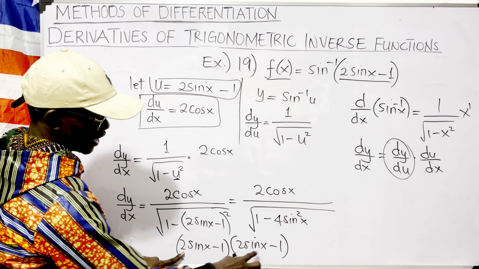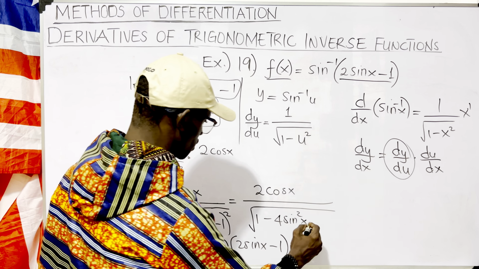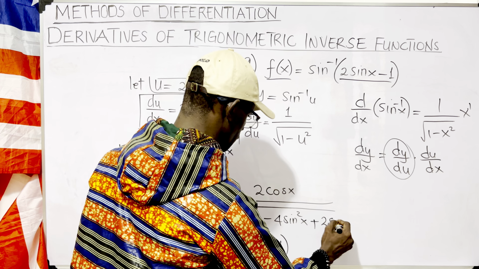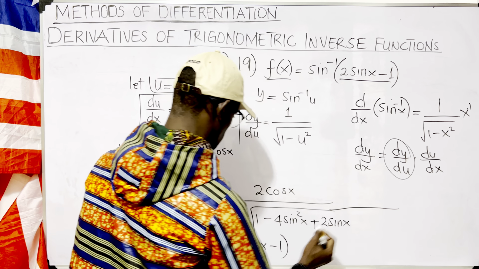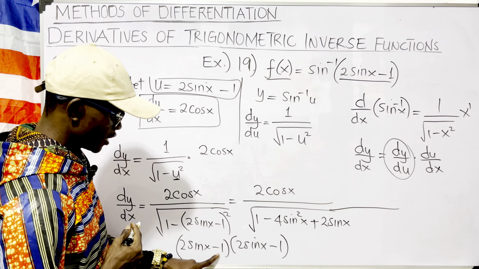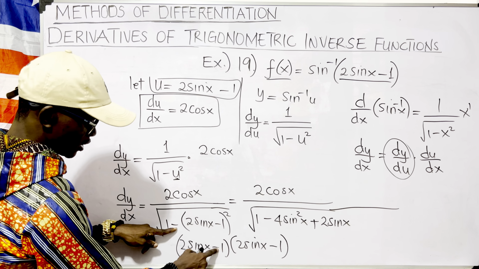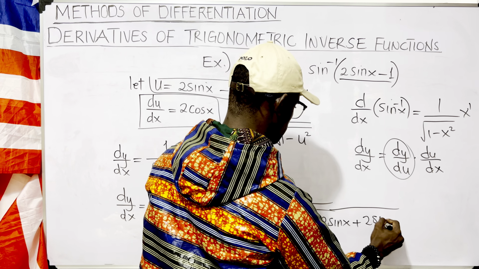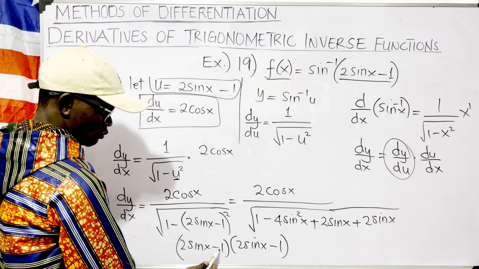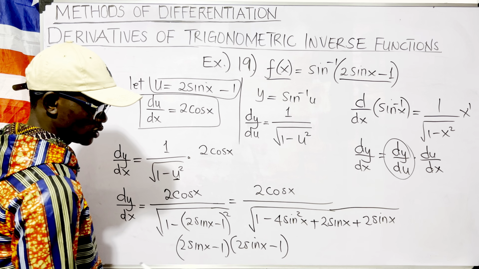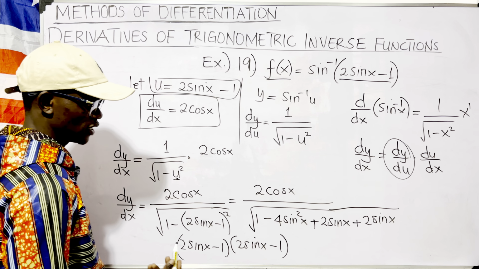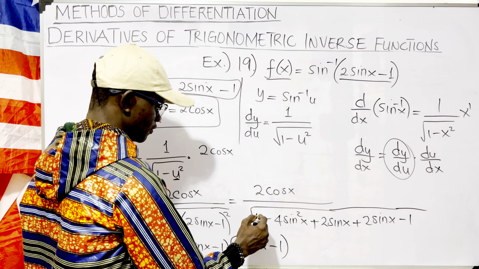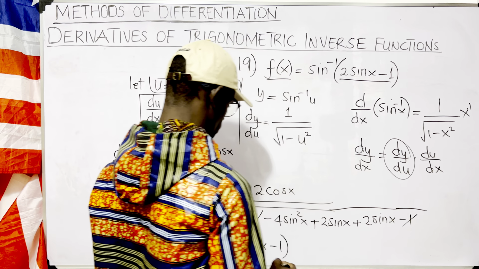So 2 sine of x times minus 1 gives us plus 2 sine of x, because the negative and this negative is positive. And then negative 1 times 2 sine of x, negative negative is positive, so again it's plus 2 sine of x. And then minus 1 times minus 1 is positive 1, and this is negative 1, so it's minus 1. So what do you observe? The first term and the last term can go out.